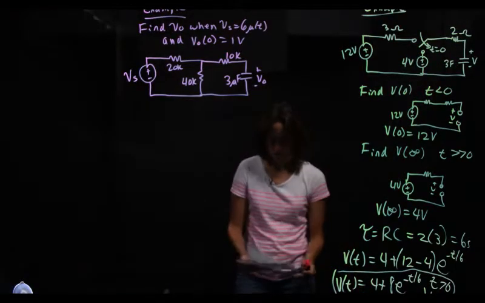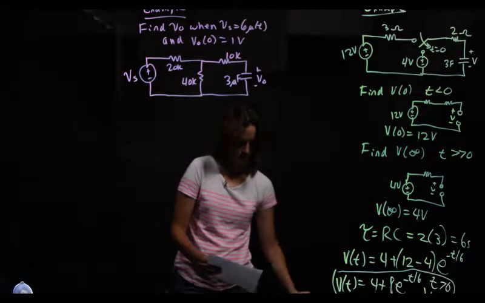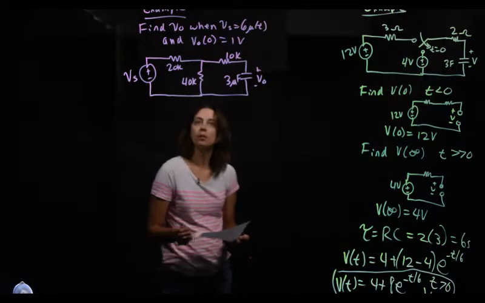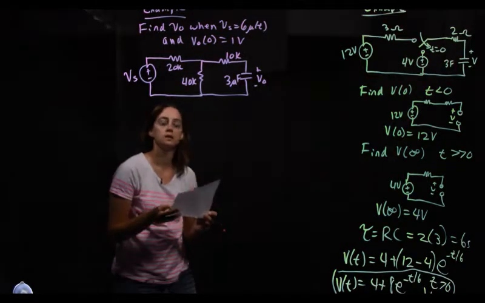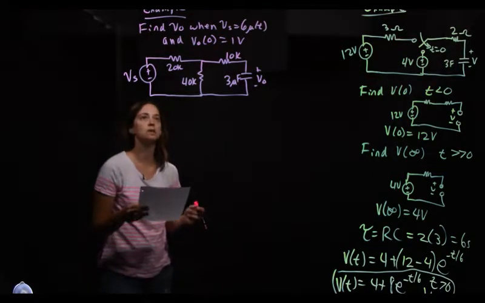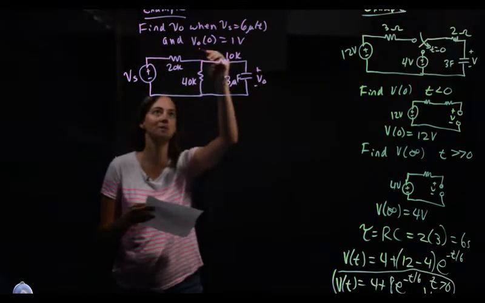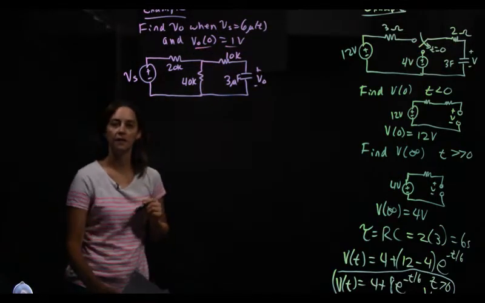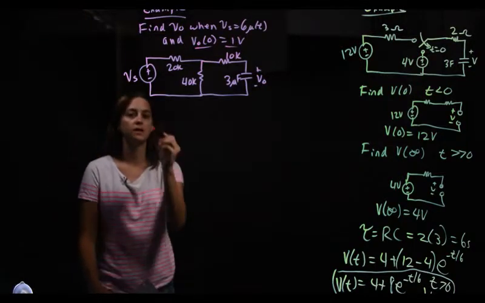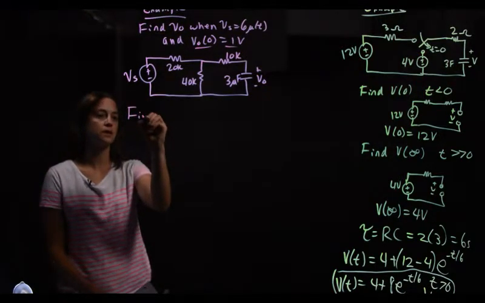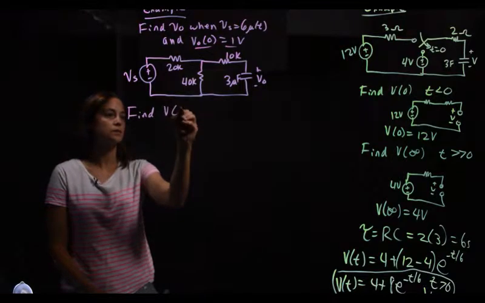All right, let's take a look at this other example problem here. So we want to find, again, the voltage across the capacitor. Our initial value is actually given to us, right there. So we don't need to worry about that. We do need to find our final value, though. So find our v(infinity).